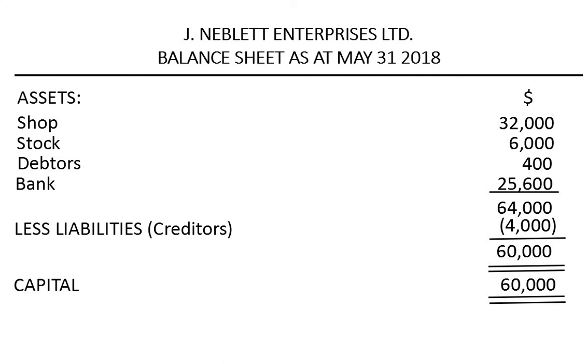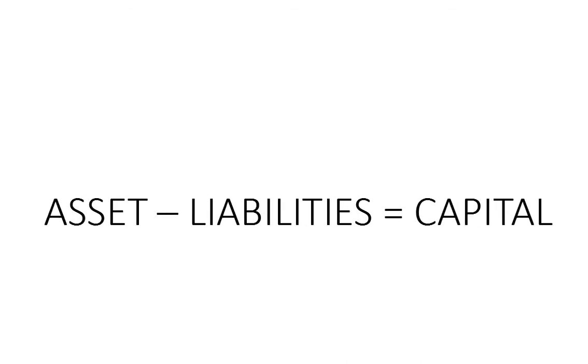Now the final thing we're going to look at is the detailed balance sheet. Now in this case it is not as detailed as a real balance sheet is, because we're not dealing with that much information, but we'll start to align the assets as fixed assets and current assets, as well as current liabilities and long-term liabilities. Okay, so the detailed balance sheet uses the same equation as a vertical balance sheet, which is assets take away liabilities is equal to capital, or assets less liabilities is equal to capital.